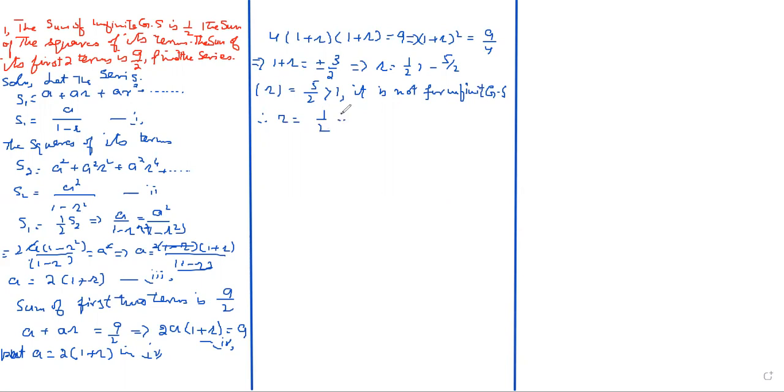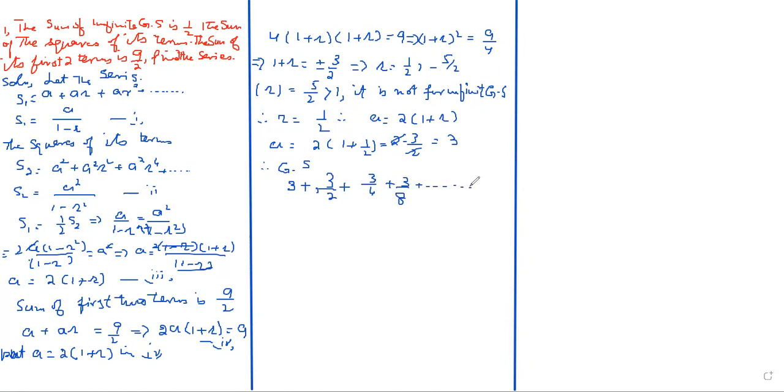So therefore A equals 2 times 1 plus R, so A equals 2 times 1 plus half. 1 plus half is 3 over 2, so A equals 3. Therefore, the geometric series will be: first term 3, second term 3 over 2 since R is 1 over 2, the next term 3 over 4, the next term 3 over 8. This is the infinite geometric series whose sum of first two terms is 9 over 2.